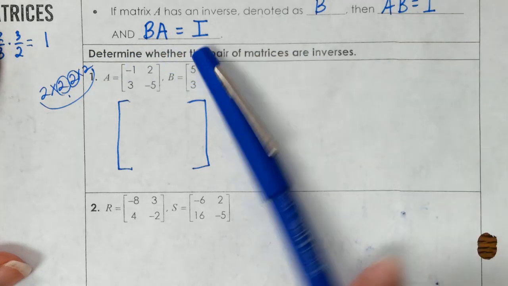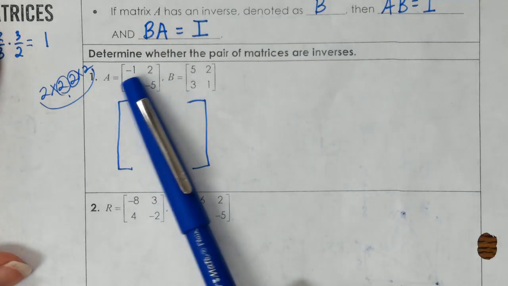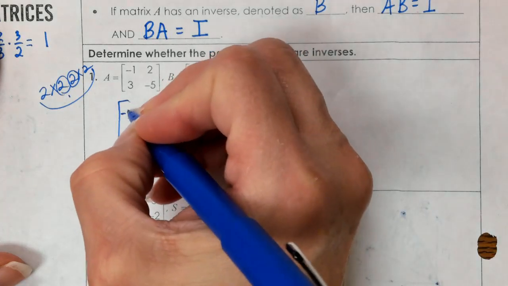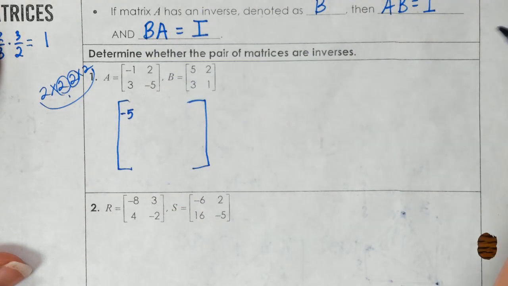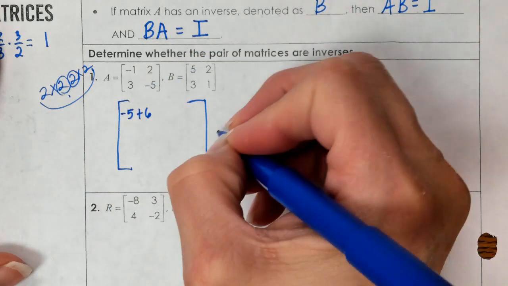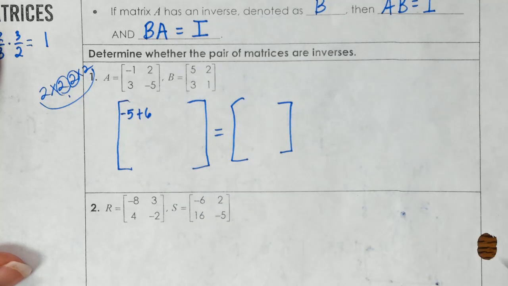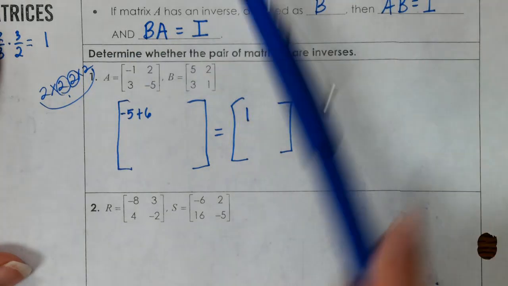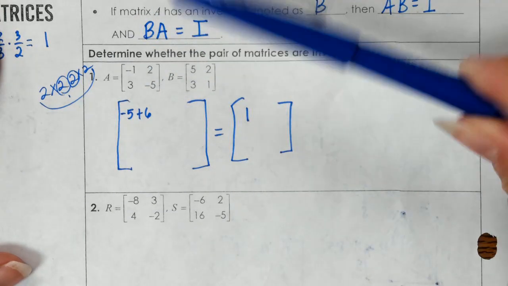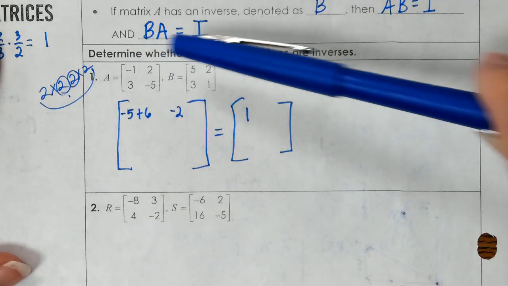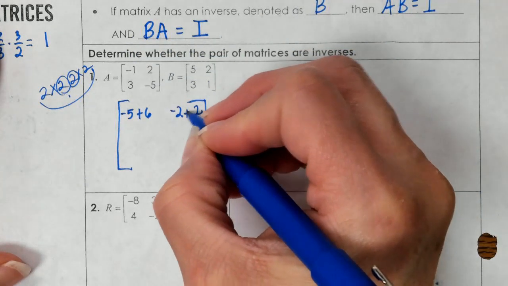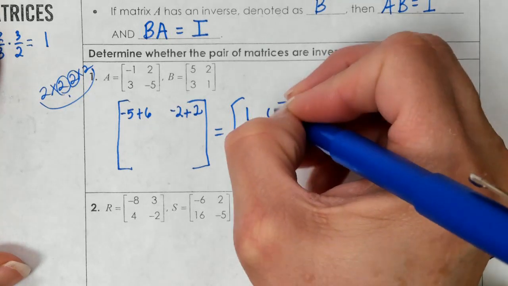Now, remember we do row by column, so we're going to do a -1 times 5, which is -5. We're going to do 2 times 3, which is a 6, and then we're going to add that up, and -5 with the +6 is the value 1. So, ooh, it's kind of looking like that identity already. But you really have to finish it to see if it works. Now, the next one, we're going to do row 1, column 2 this time. -1 times 2 is -2. 2 times 1 is 2. If I add that up, we're going to get 0.